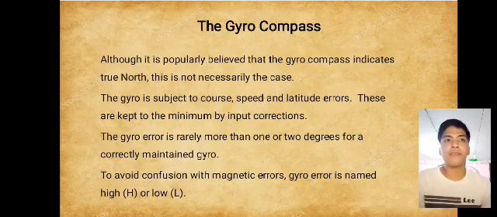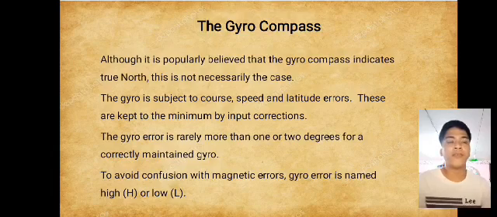About the gyro compass. Although it is popularly believed that the gyro compass indicates true north, this is not necessarily the case. The gyro is subject to course, speed, and latitude errors. These are kept to the minimum by input corrections. The gyro error is rarely more than 1 or 2 degrees for a correctly maintained gyro.